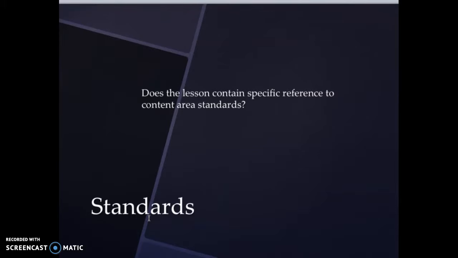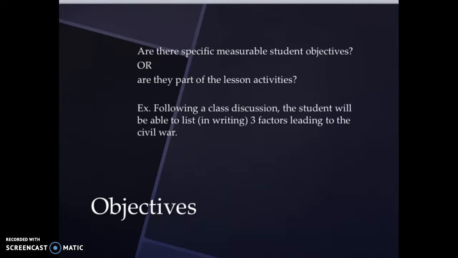Not just that it lists a number for a standard, but actually writes out the text that describes what that standard is. Secondly, are there objectives, and do those objectives fit the standard? Are they part of what should be covered in that standard? Also, are they specific measurable student objectives, or are they part of the lesson activity?